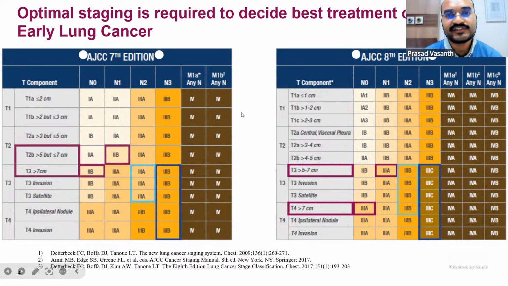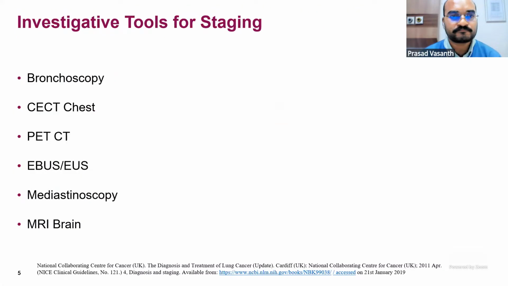There is also a change in the classification of metastatic lesions. M1C has been added to denote multiple extrathoracic lesions. So routine investigations for staging include bronchoscopy, CECT, PET-CT, EBUS, endoscopic ultrasonography, mediastinoscopy, and MRI brain.